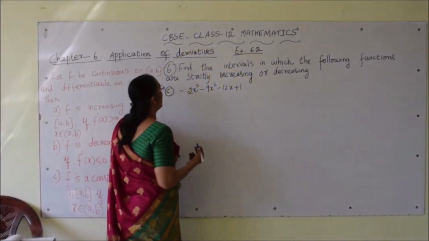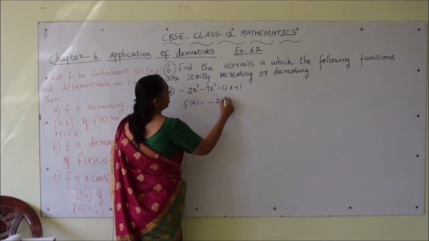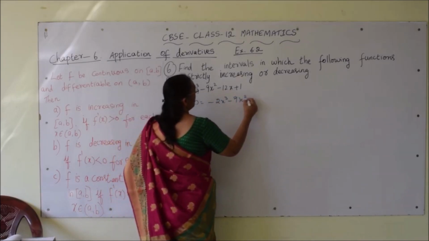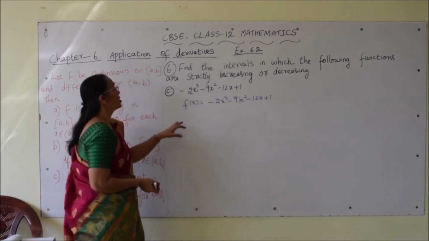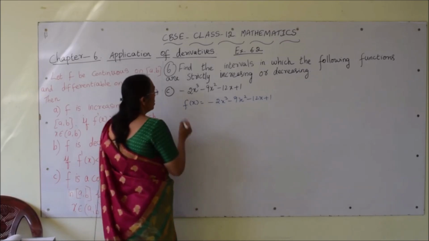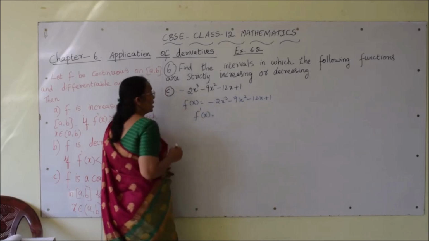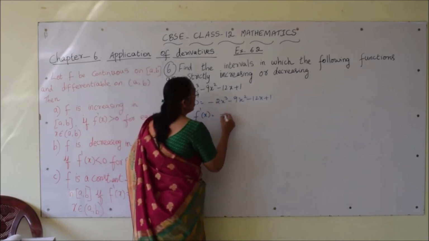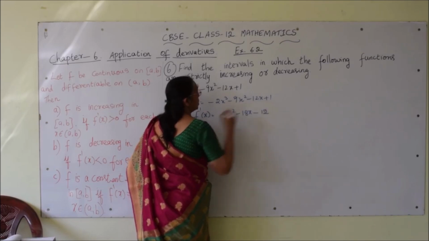Sixth problem, C bit. Given f of x as minus 2x cube minus 9x square minus 12x plus 1. We have to find out in which intervals this function is increasing and in which intervals the function is decreasing. First let us find f dash of x. f dash of x is minus 6x square minus 18x minus 12.